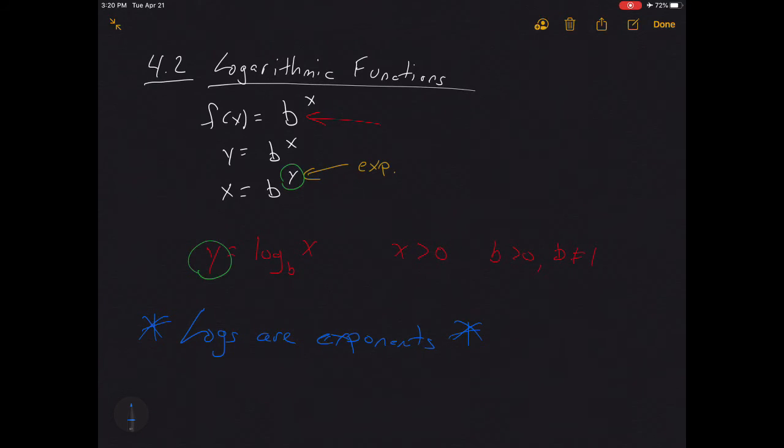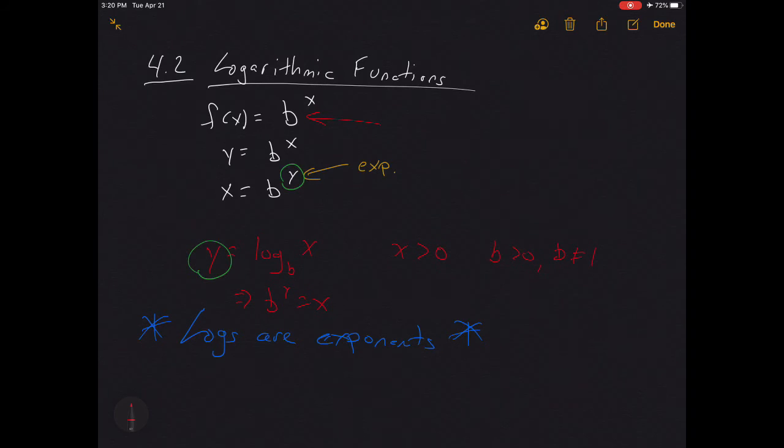If you understand logs are another way of writing exponents, that's a very, very important concept. Now, how are we going to go about changing between logs and exponentials? Because really what we have here is that this log of x base b is identical to b to the y equaling x. There should be an arrow there. This is exactly the same thing. Log of x base b and b to the y equals x are exactly the same statements.